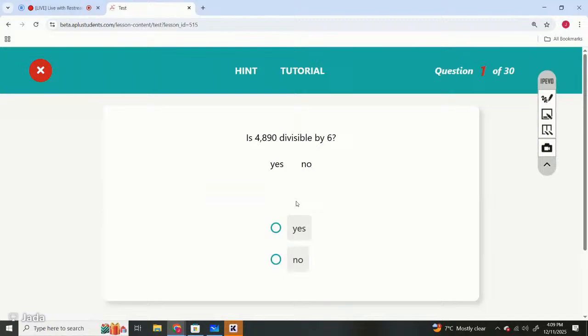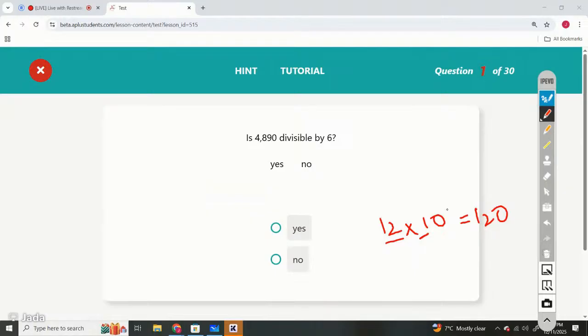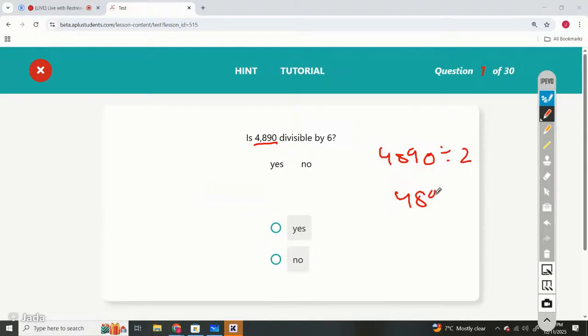Is 4890 divisible by 6? The divisibility rule for 6 is that the number must be divisible by 2 and 3. If the number is divisible by 2 and is divisible by 3, the number is divisible by 6, right? That means we need to apply the divisibility rule for 2 and 3. The divisibility rule for 2 is the ones digit must be 0, 2, 4, 6, or 8. So the ones digit is 0.